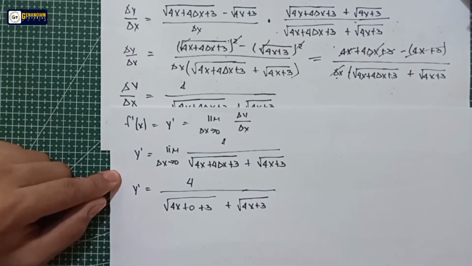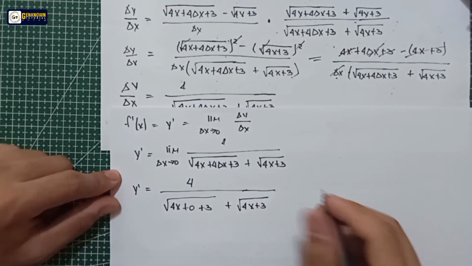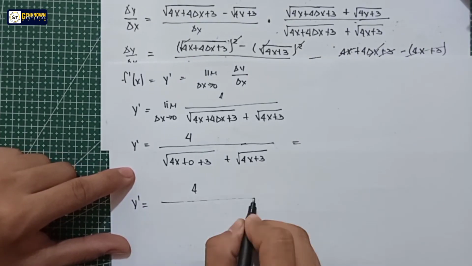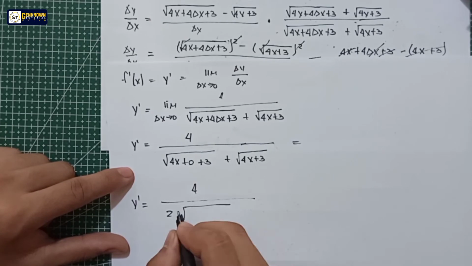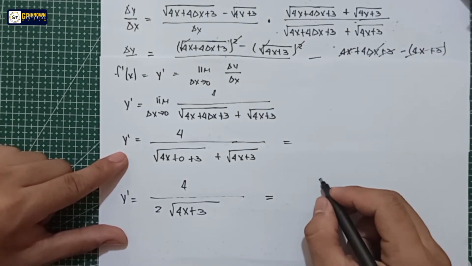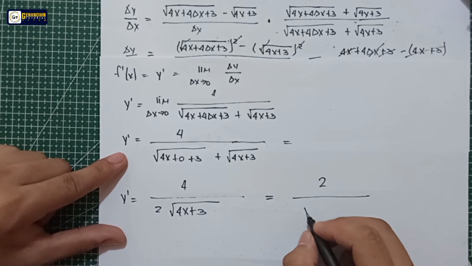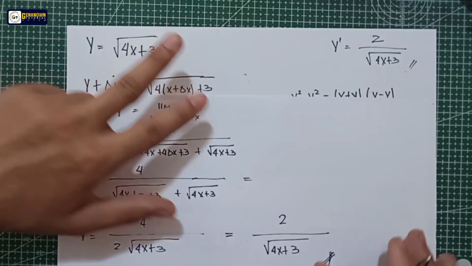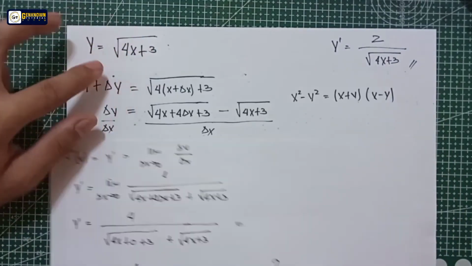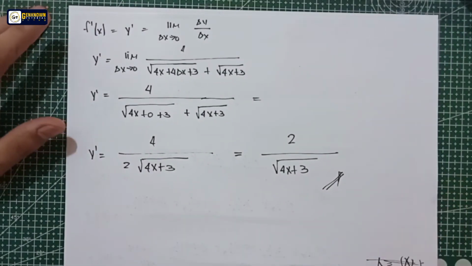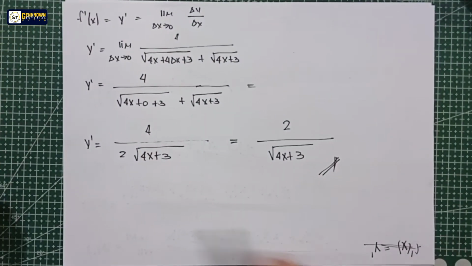In our denominator, we have two square roots of 4x plus 3. So the f prime, or the y prime, is equal to 4 over 2 times the square root of 4x plus 3, where 4 divided by 2 is equal to 2. So it becomes 2 over the square root of 4x plus 3. So that is the final answer. This is the end of our solution to number 7.